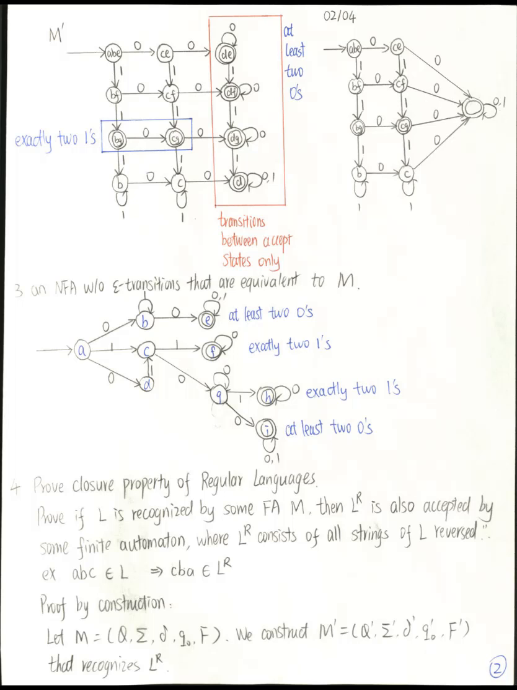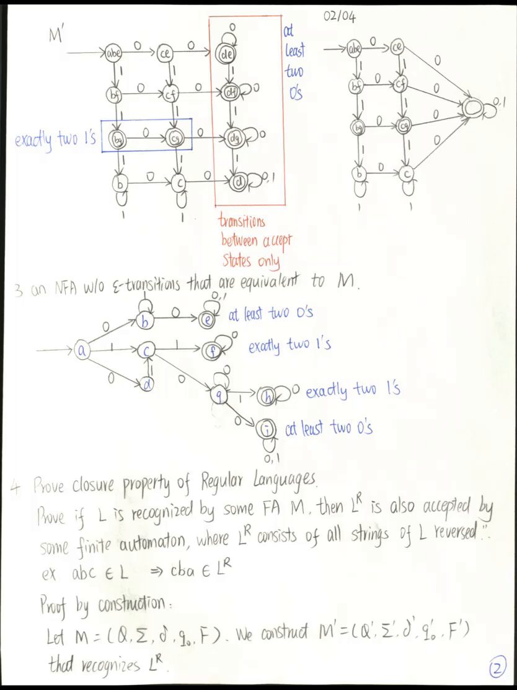Now I want to partition them into 4 parts. The first part is the string starts with a 0 and contains at least 2 zeros. The second one is the string starts with a 0 and it contains exactly 2 ones. The third is the string starts with a 1 and contains exactly 2 ones. And the fourth is the string starts with a 1 and contains at least 2 zeros.